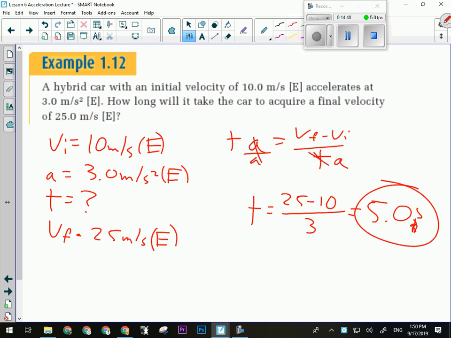We'll go over some more of those tomorrow. Lots of acceleration stuff tomorrow.